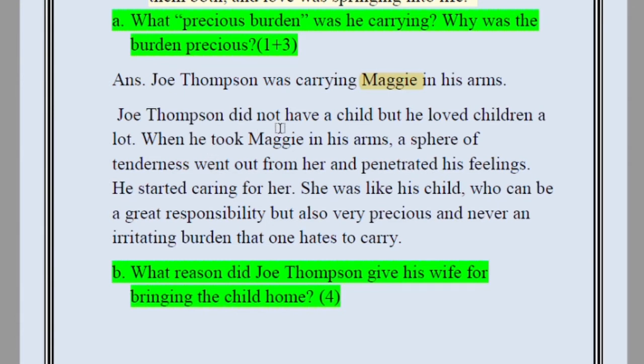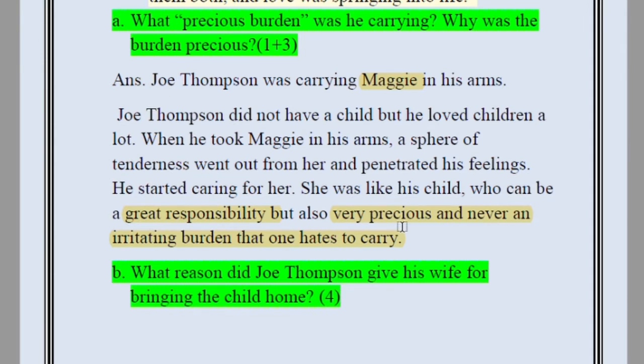Okay. When he took Maggie in his arms, a sphere of tenderness went out from her and penetrated his feelings. When he was carrying Maggie, he felt a huge amount of love for that little child. Okay. He started caring for her. She was like his child, who can be a great responsibility, but also very precious and never an irritating burden that one hates to carry. This is a very important line.